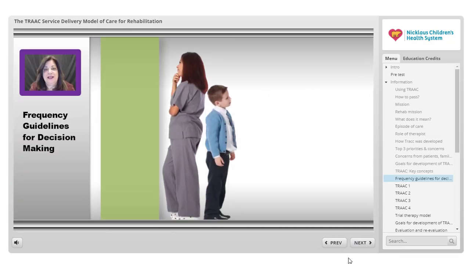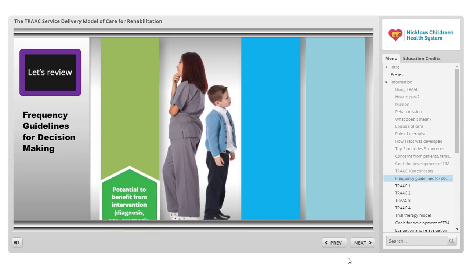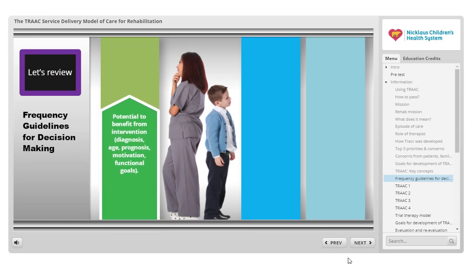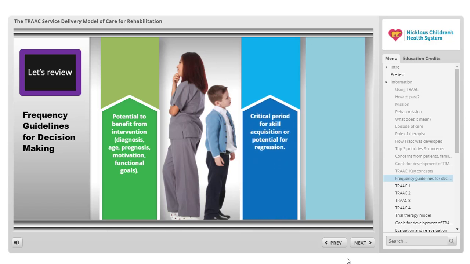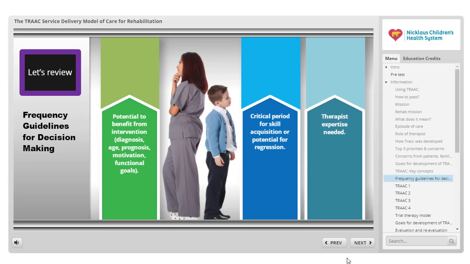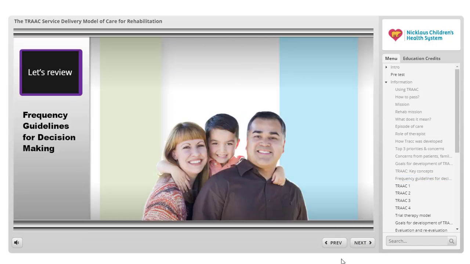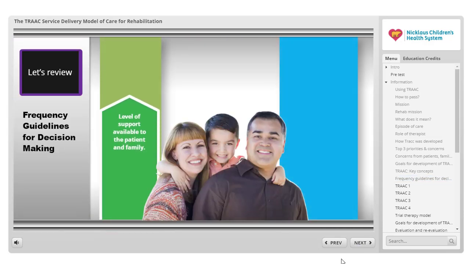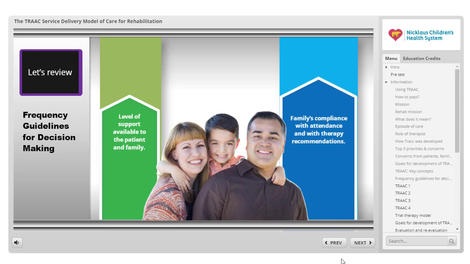What are the frequency guidelines for decision making? Potential to benefit from intervention. That includes the patient's diagnosis, age, prognosis, motivation, and functional goals. Critical period for skill acquisition or potential for regression. Therapist expertise needed. Level of support available to the patient and family. Family's compliance with attendance and with therapy recommendations.